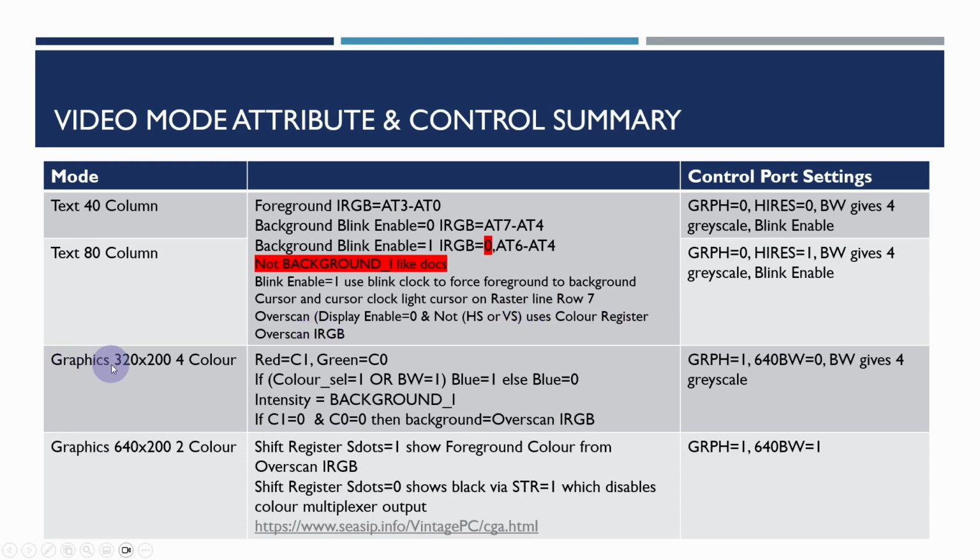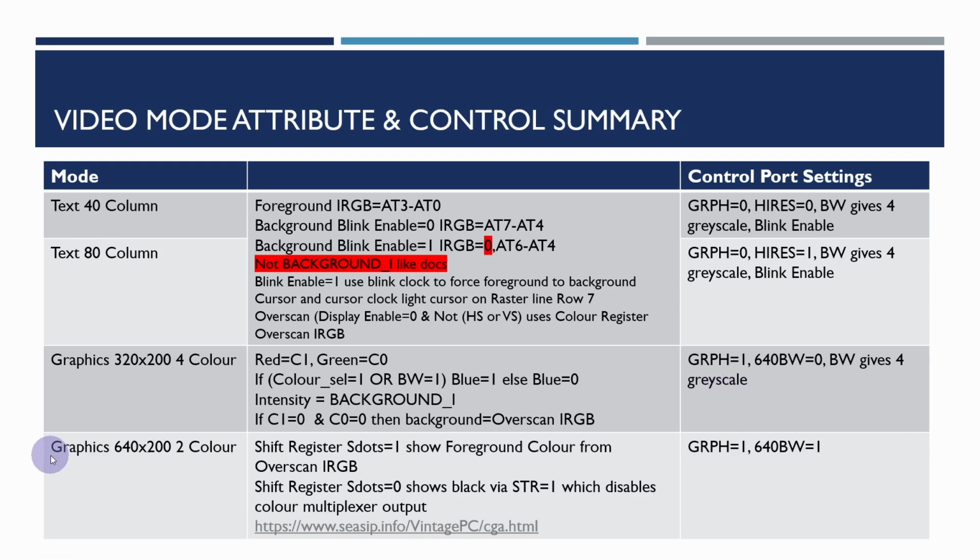And then for the graphics 4-color mode, the medium resolution graphics, red comes from C1, green from C0, then if color select is 1 or BW is 1, then blue will be 1, otherwise it's 0. The intensity comes from background underscore I, and then if C1 is 0 and C0 is 0, then the background will in fact be the overscan IRGB value. If BW is set to 1, then it will get 4 grayscale values.